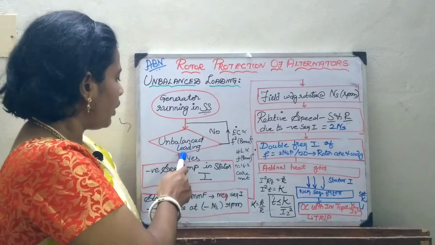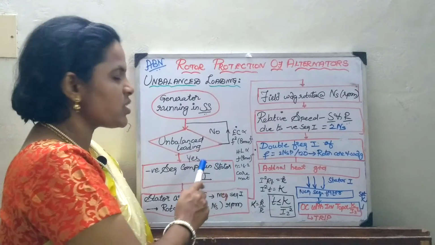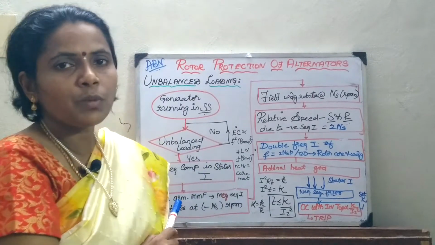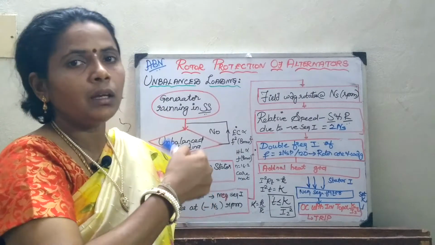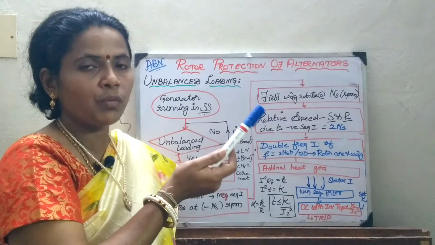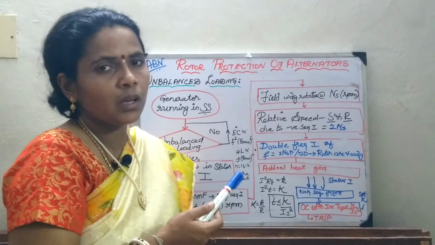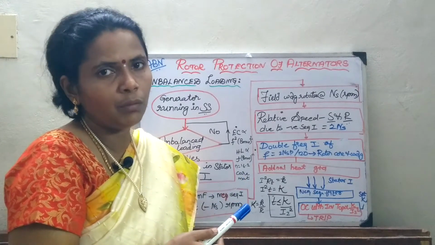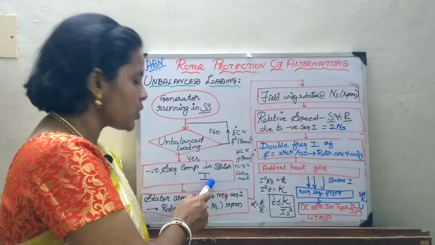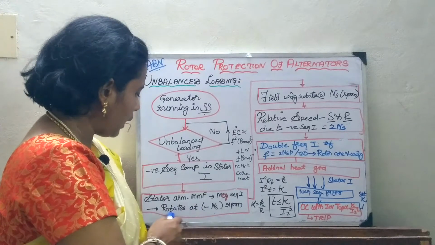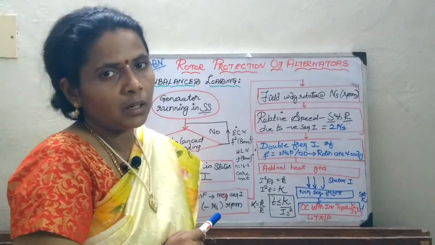Whenever it rotates, it induces a negative sequence component current in your stator winding. What is meant by negative sequence current? I already told you, positive sequence current means all the phases rotate in the same direction, whereas if the phases rotate in the opposite direction, it is called negative sequence current, which results in heating of the rotor windings. Now, when this negative sequence component gets induced, it makes your stator armature MMF rotate at minus ns RPM, because it rotates in the opposite direction.